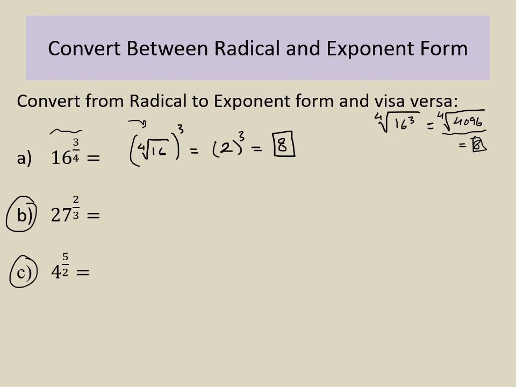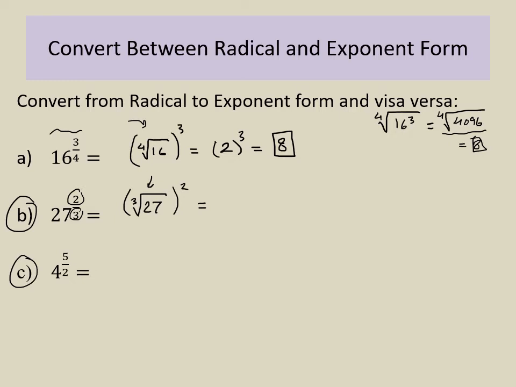Okay, let's go ahead and do it. So now we have a radical. The index is 3, so this is the cube root of 27, and then all of it is raised to the power of 2. So first step, what is the cube root of 27?